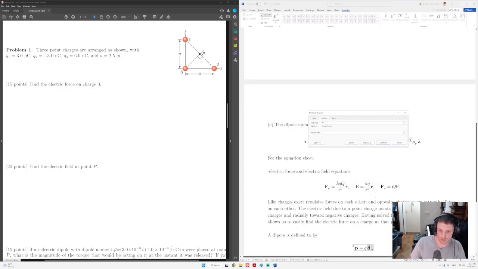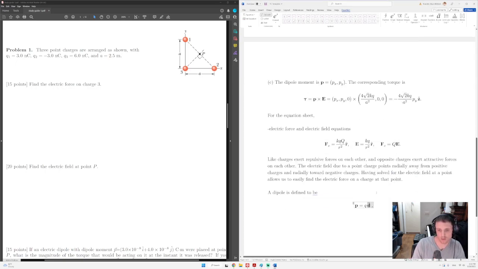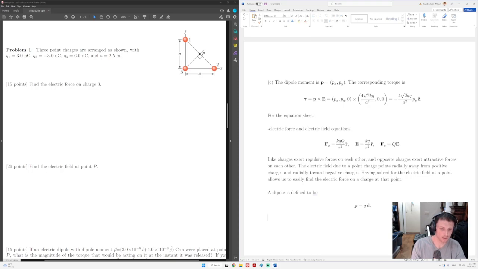You might have a different formula, but this is fine. This is true, right? So remember, a dipole has, let's say, two point charges of the same magnitude but opposite sign, right? So it could be a proton and an electron, for instance.